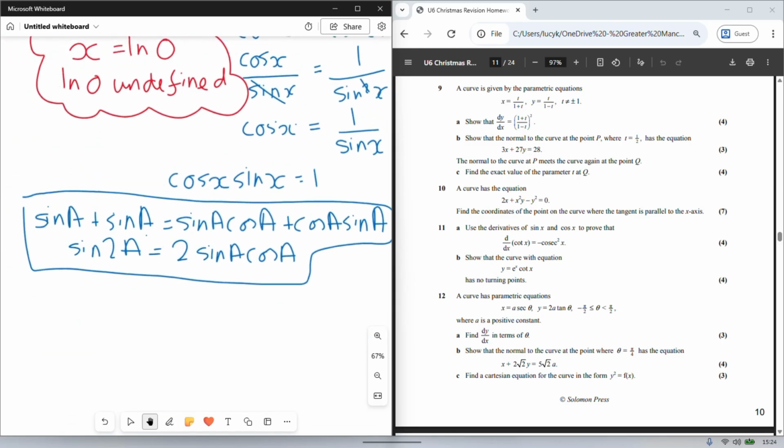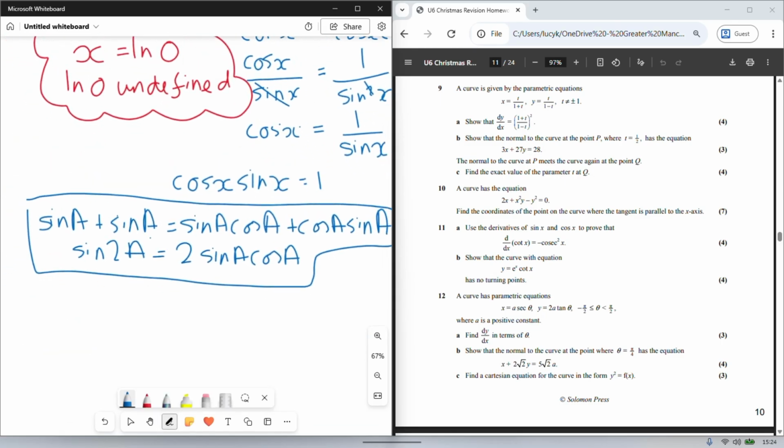So this is the tricky thing to spot here. What we can do now is replace cos x sine x with sine 2x over 2. So cos x sine x is equal to sine 2x over 2, and that is now equal to 1. Therefore, sine of 2x is equal to 2.